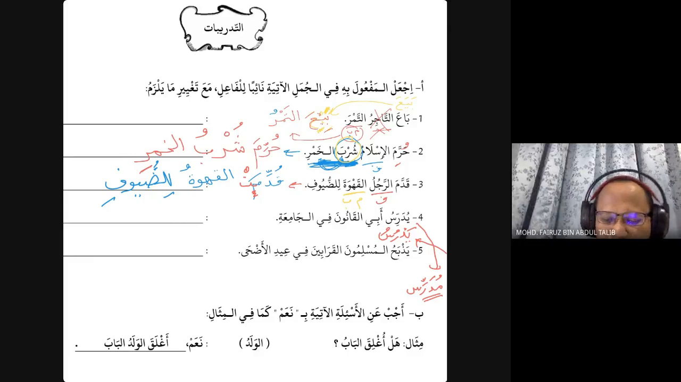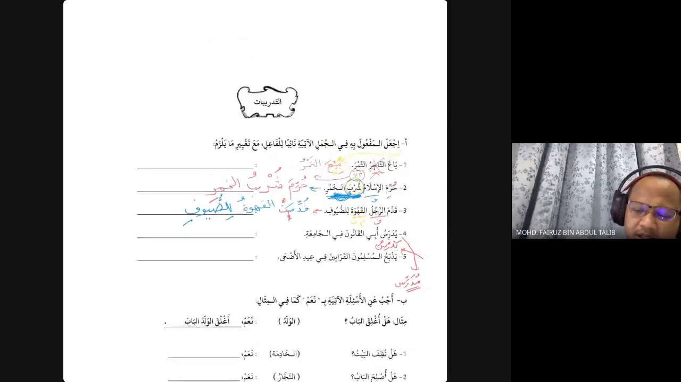So yudarrisu abi, my father teaches qanun. Qanun is law. Law is called qanun. Fil jami'ati, in the university. So my father teaches law in the university. Now change the word yudarris to mabni lil majhul. And the sentence now you want to say law is taught at the university. So what is the fi'l now? Yudarris becomes... anyone?